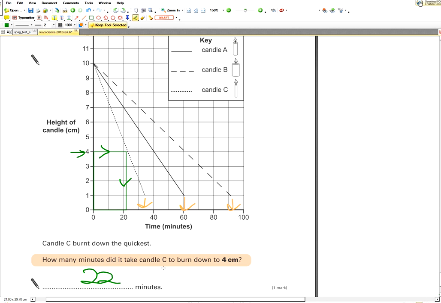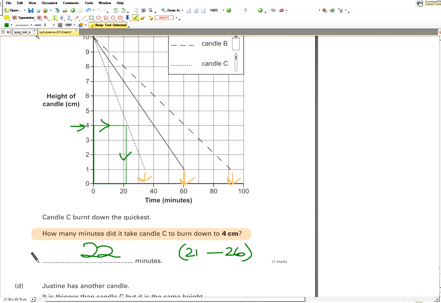Now let me tell you what the examiner will allow. For that question, the examiner will allow anything from 21 to 26. So on my graph it looks like 22, but anything between 21 and 26, the examiner will give you the mark. One more question.